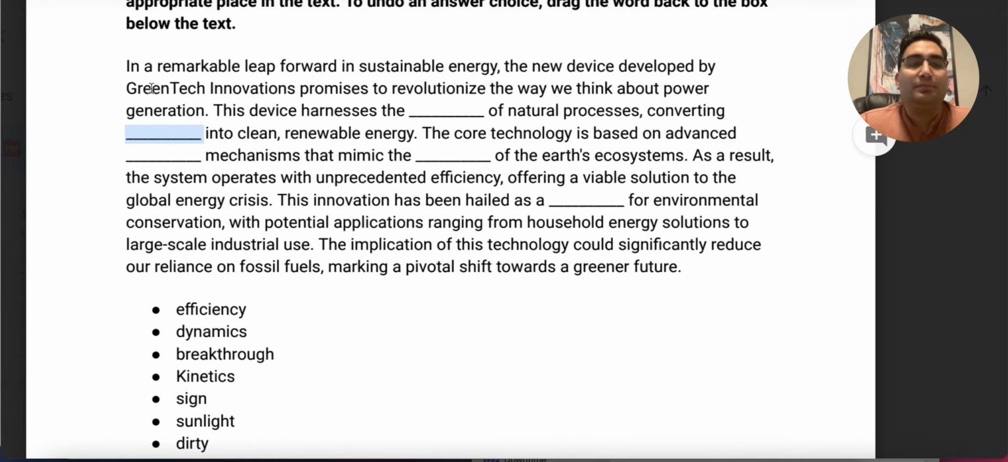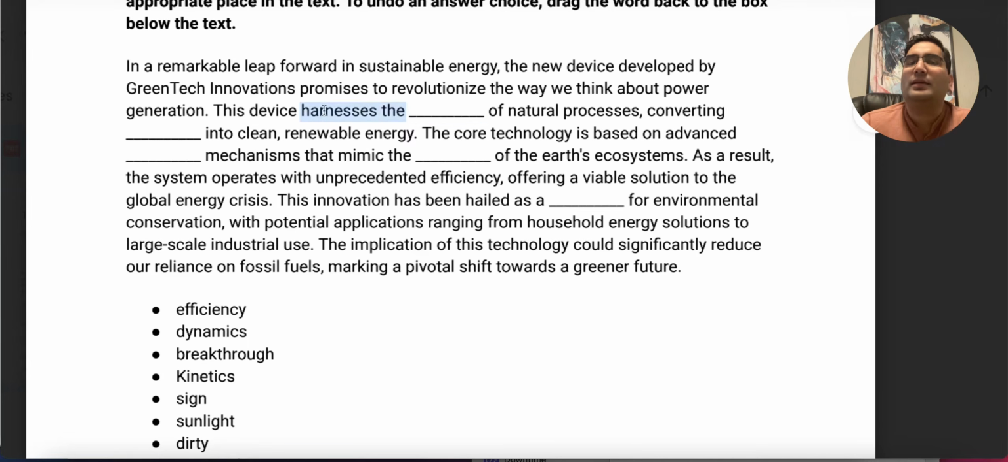Now, let's start. You can read this first sentence. I'm going to go with the next one. Basically, this talks about the environment and revolutionizing it. This device harnesses the something of natural processes. All right, let me predict. Harnesses the power, harnesses the strength of natural processes.